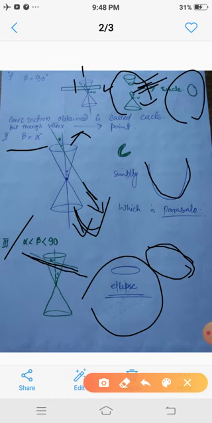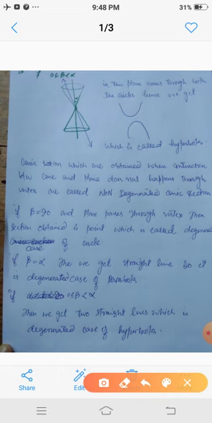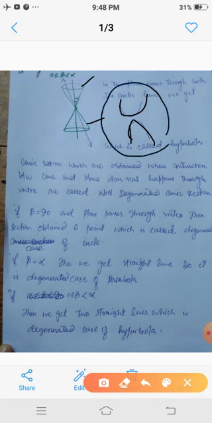The fourth case is when the intersecting plane intersects both the naps, this nap and this nap. This is only possible when beta is less than alpha, that is, the angle between the plane and the axis is less than alpha. Then we get a structure like this. From the upper nap we get this, and from the lower nap we get the conic section like this. This whole conic section is simply called the hyperbola.